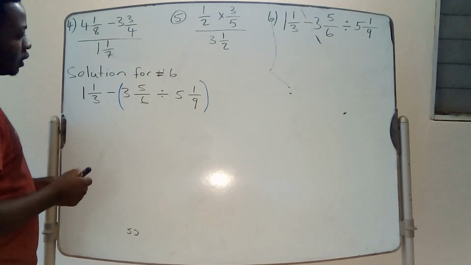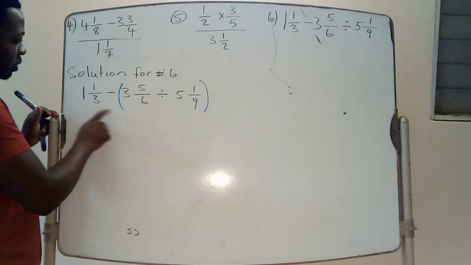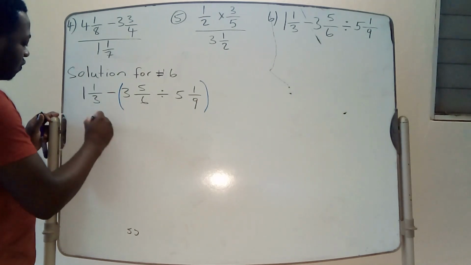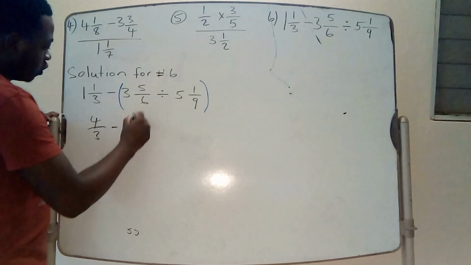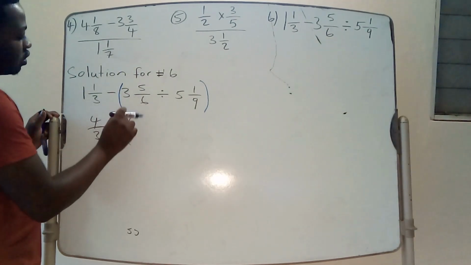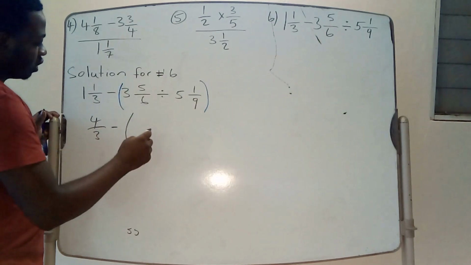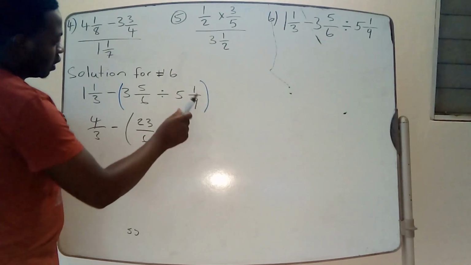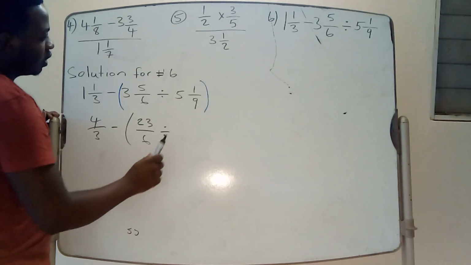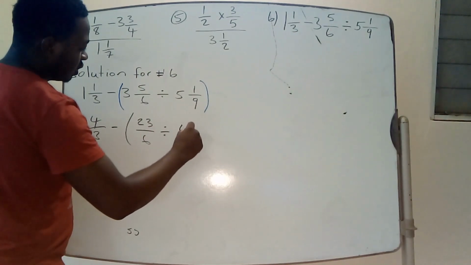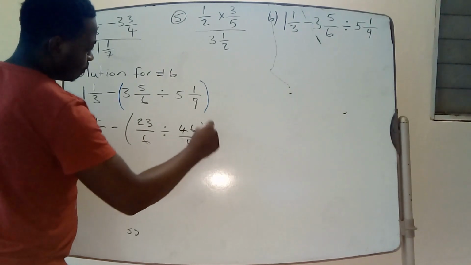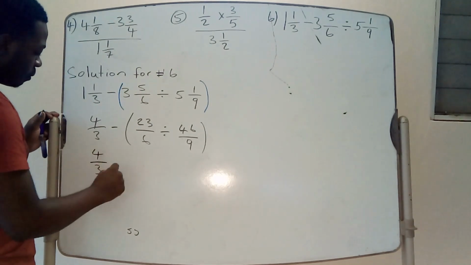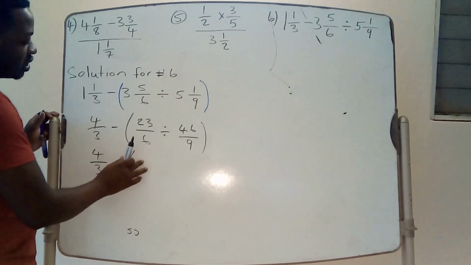and addition, right? So what I'm going to do now, I am going to change all the mixed numbers to improper fractions. So 3 times 1, that's 3, plus 1, that's going to be 4 over 3 minus bracket 6 times 3, that's going to be 18, plus 5, that's going to be 23 over 6 divided by 9 times 5, that's 45, plus 1, that's going to be 46, all over 9. Now I'm going to keep the first part of my question, which is 4 over 3 minus, and I'm going to simplify what's inside of the bracket.